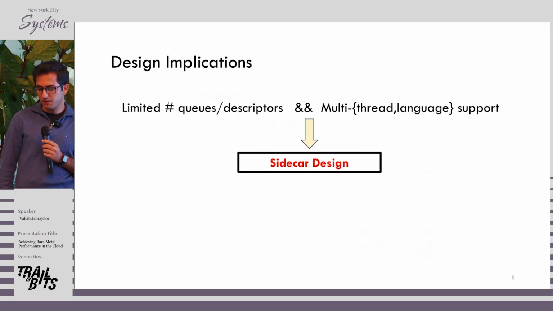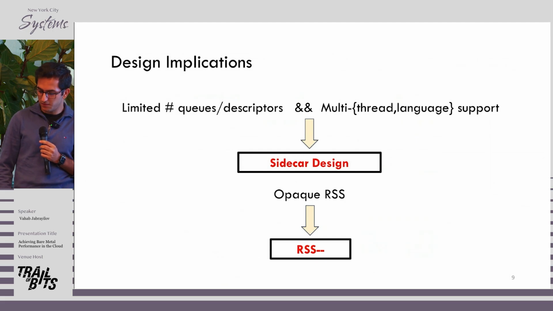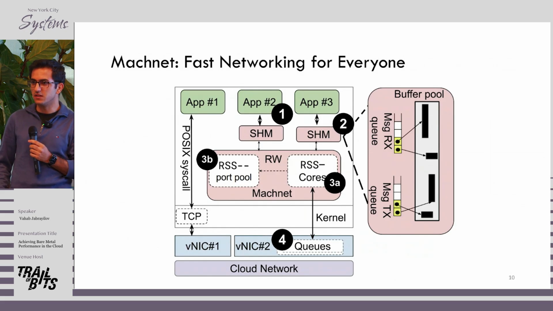And also, given we have this opaque RSS, which means we do not have any key reconfiguration and access to the redirection tables, we cannot rely on the RSS. So we propose an RSS-less algorithm, which I will talk more about in the upcoming slides. Given this design requirement, we implement a system called Machnet and call it fast networking for everyone.